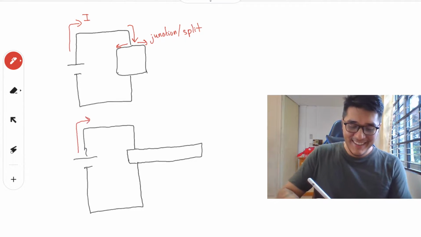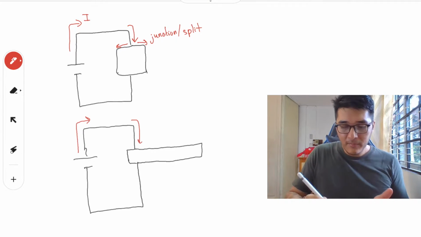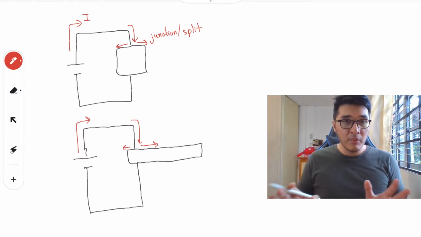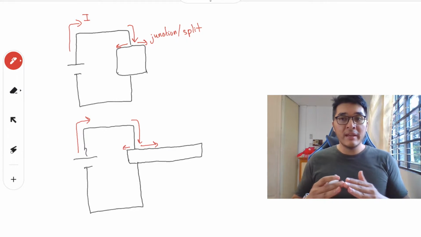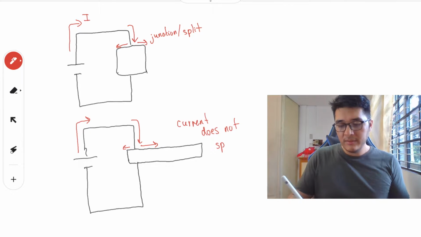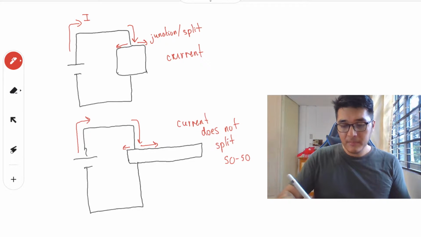All right, so in this case, the current, when it meets this junction here, it's still going to split. But because the resistance is not the same on both sides of this branch, then the current actually splits unevenly. So current does not split 50-50. But when the resistance is the same on both branches, then the current splits 50-50.